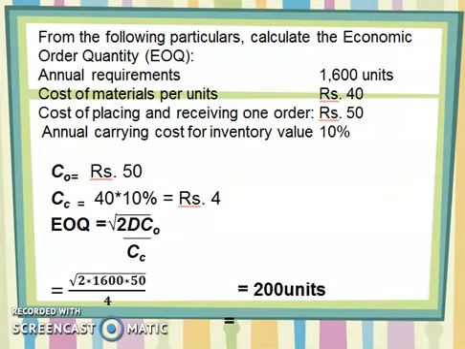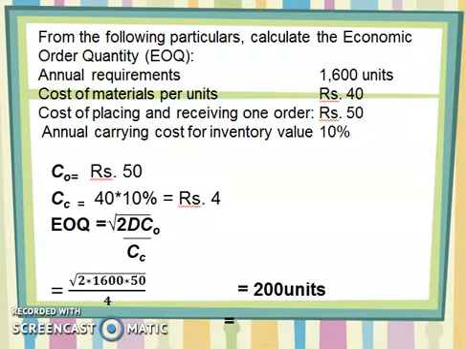I would like to tell you that carrying cost is always given as a percentage. It is calculated by multiplying this percentage with the cost of material or cost of inventory. So, in this case, our ordering cost is already given as rupees 50 and carrying cost will be calculated as 40 multiplied by 10%. Here 40 is the material cost and 10% is the carrying cost. So, it comes out to be rupees 4.